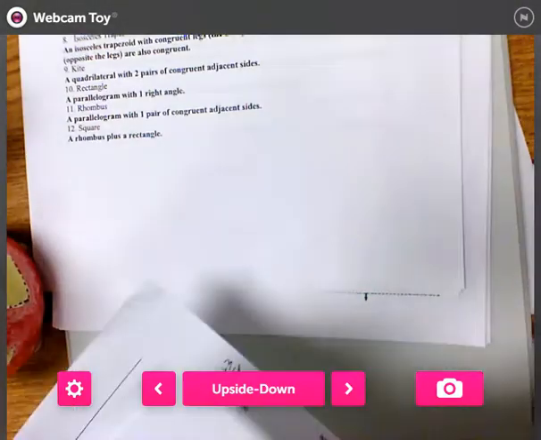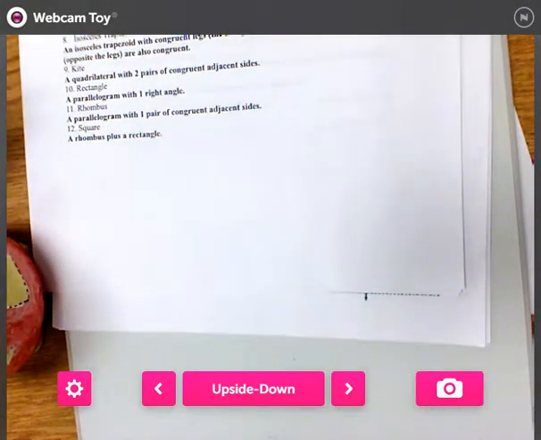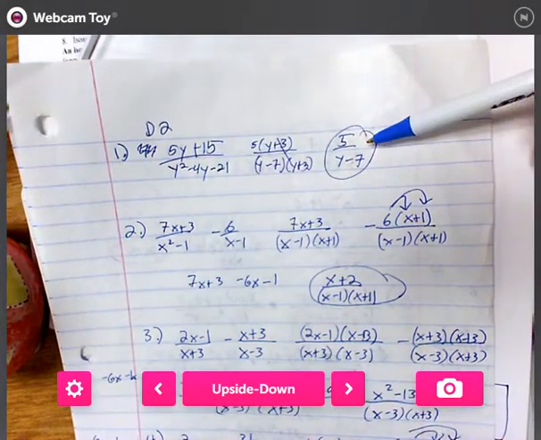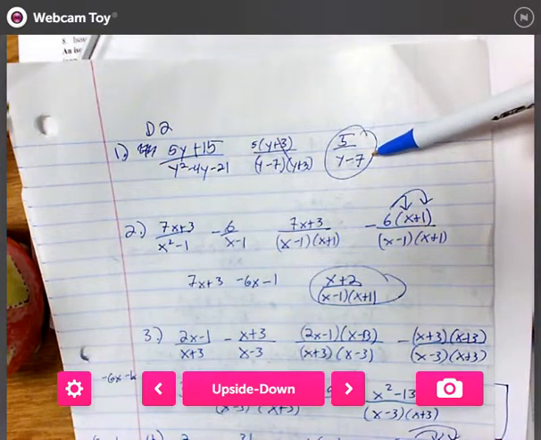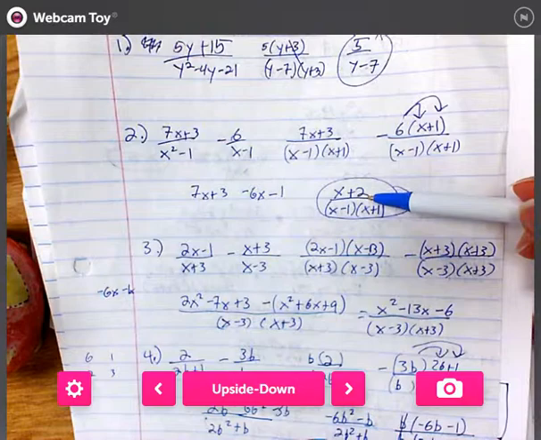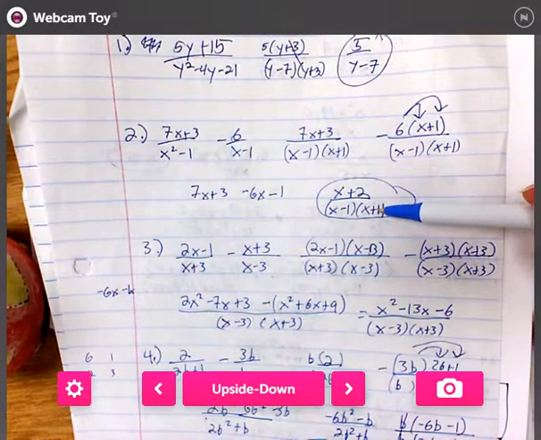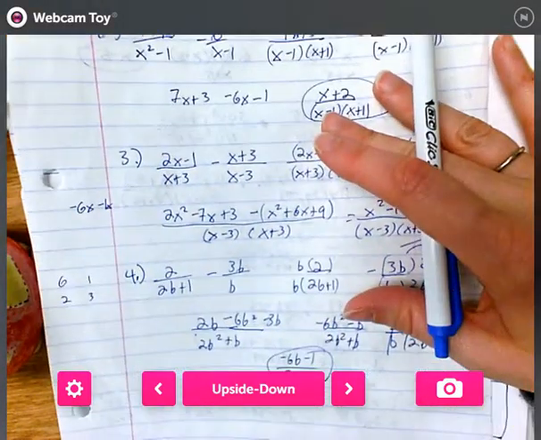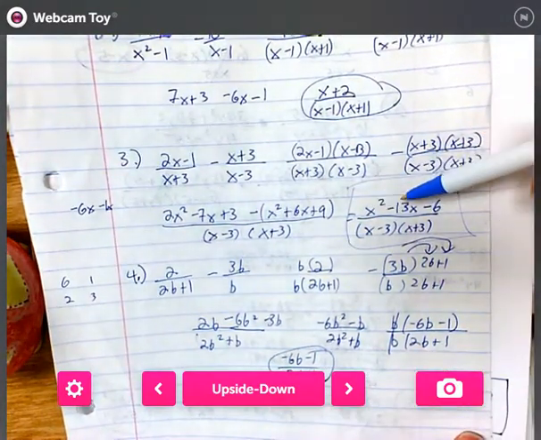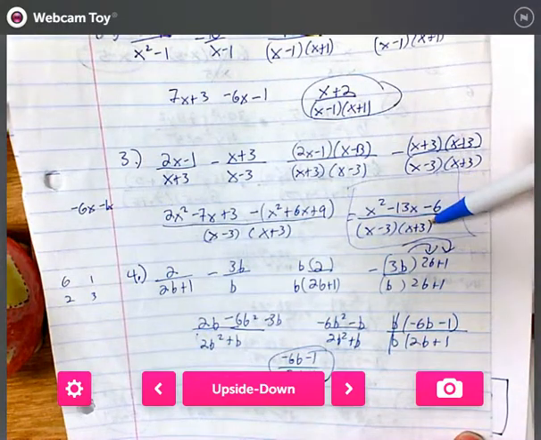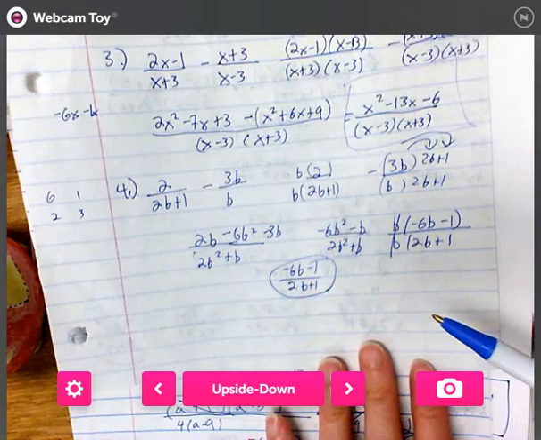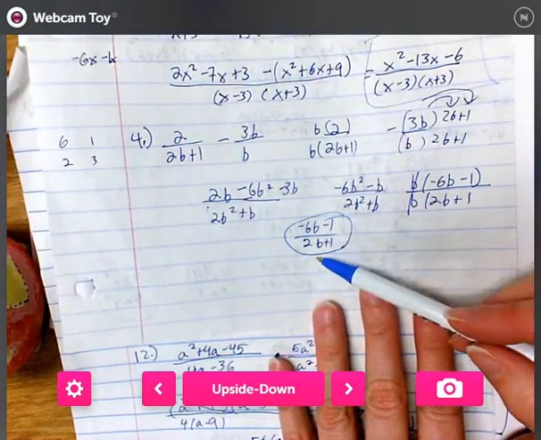Okay, and then the second half of day 2, I have all written on paper, so you can see all my work. Number 1 is 5 over y minus 7. 2 is x plus 2 over (x minus 1) times (x plus 1). 3 is x squared minus 13x minus 6 over (x minus 3) times (x plus 3). 4 is negative 6b minus 1 over 2b plus 1.